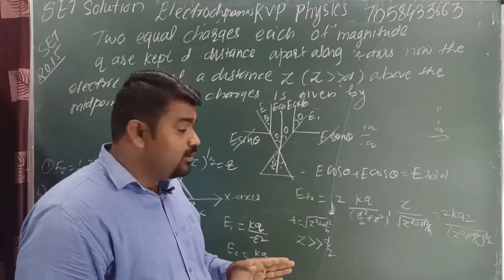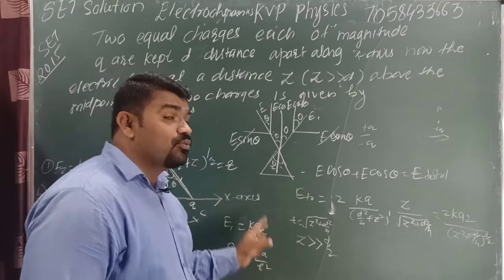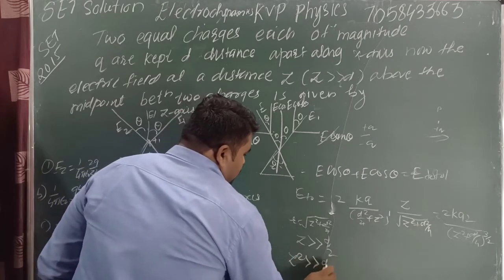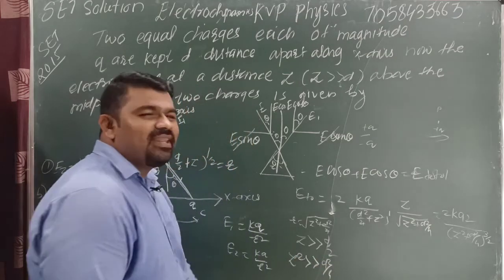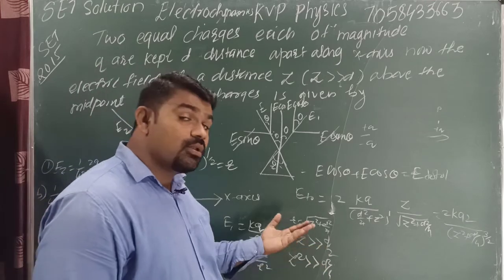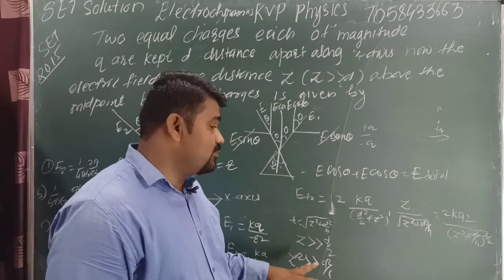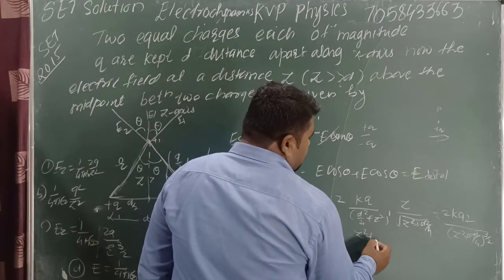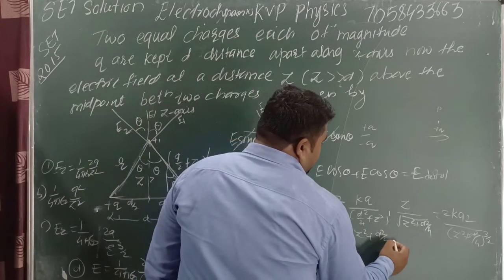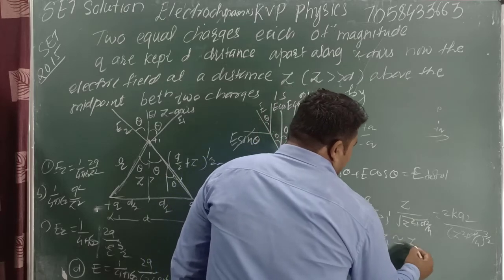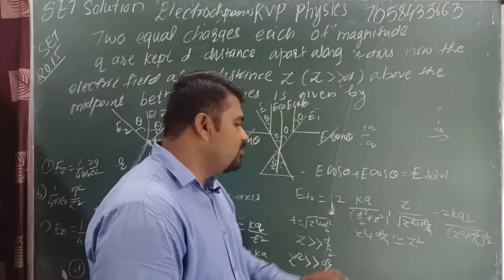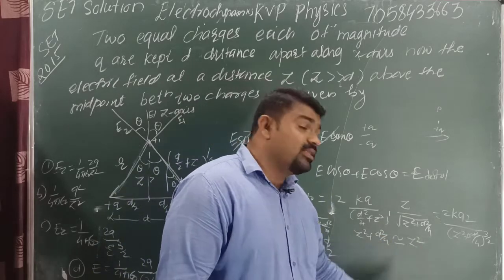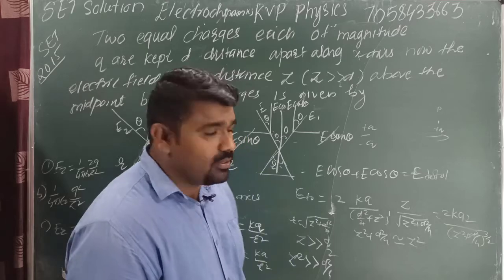Next we will square Z. Once Z is squared, D square upon 4 is a very, very smaller one. D by 2 is very small, and squaring it gives an even smaller one. Hence Z square plus D square by 4 can be written as simply Z square. Why? Because D square by 4 we can neglect it, as it is a very very small value. This can be written as Z square.